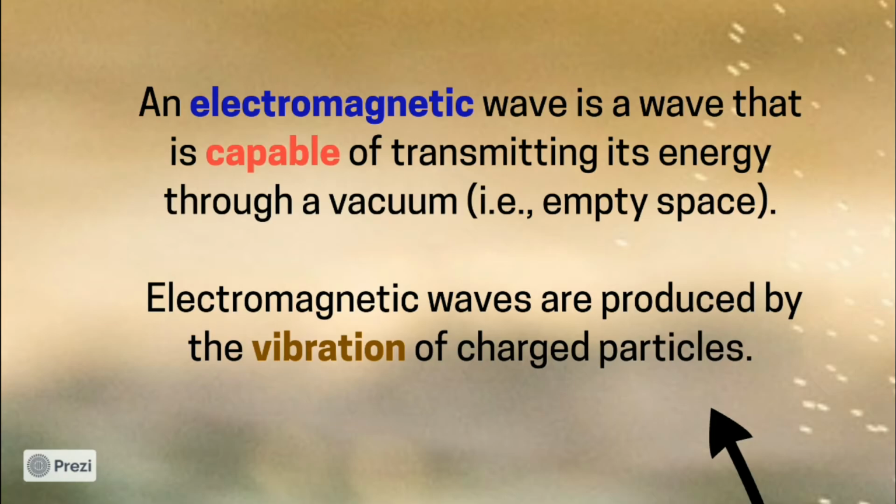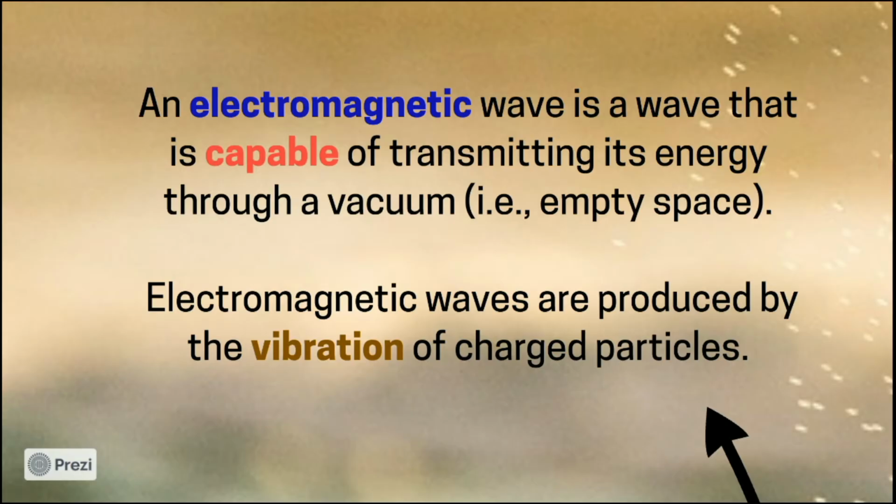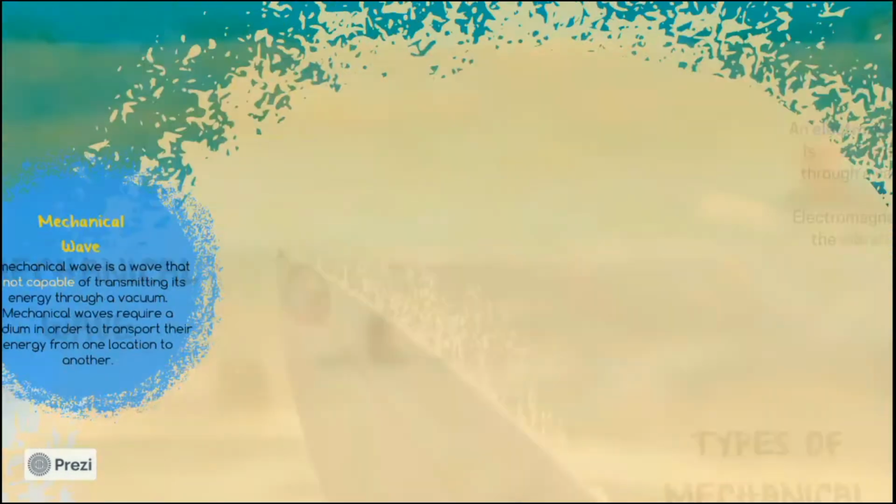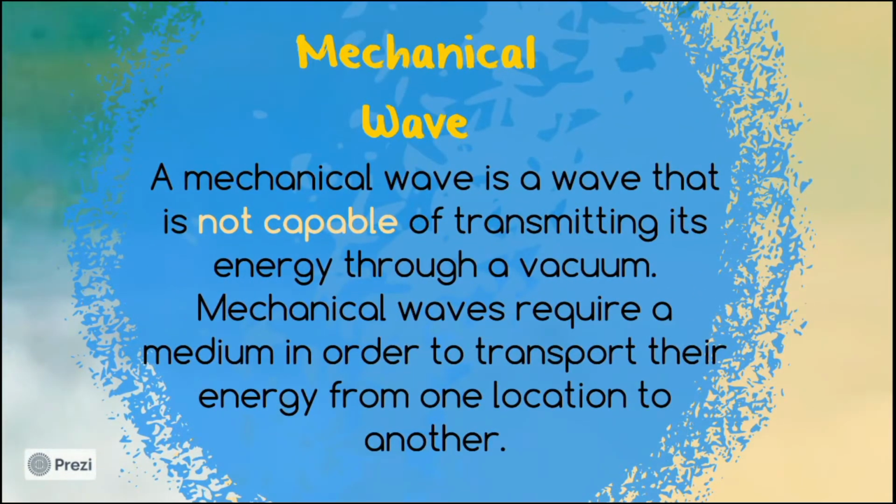So again, electromagnetic waves can propagate through transparent materials and can also propagate through empty space or a vacuum. Okay, now let us proceed with the second type of wave, which is the mechanical wave.